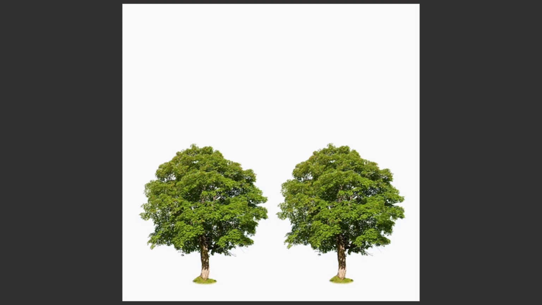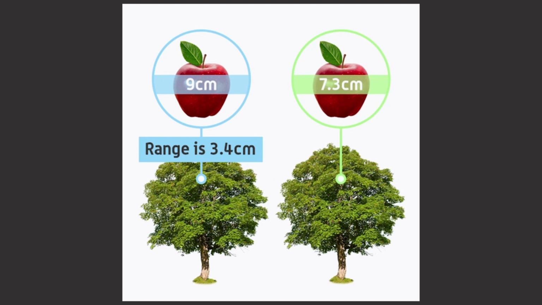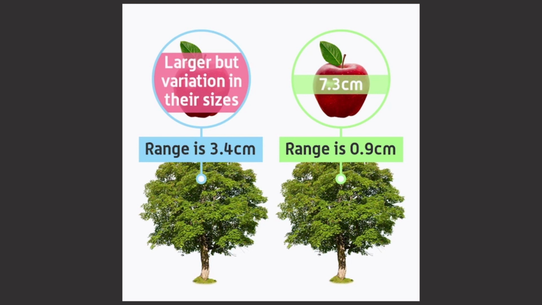Coming back to the apple tree example, on the first tree, the mean was 9 centimetres. Let's say now that the size range is 3.4 centimetres. The second tree had apples with a mean size of 7.3 centimetres. Now let's suppose that the range of the sizes of these apples is 0.9 centimetres. The apples from the first tree are generally larger, but there is more variation in their sizes. The apples from the second tree are typically smaller, but they are more consistent in size.